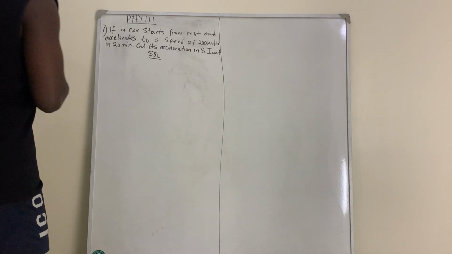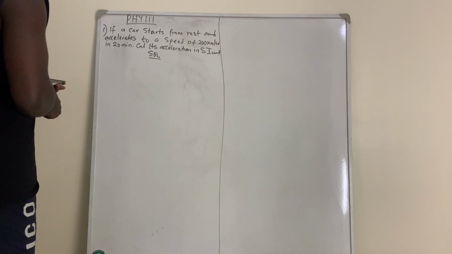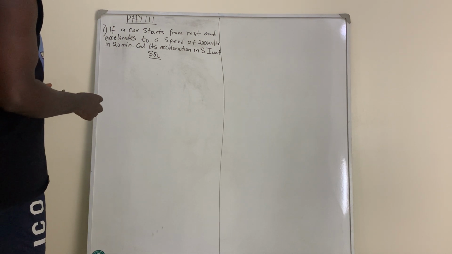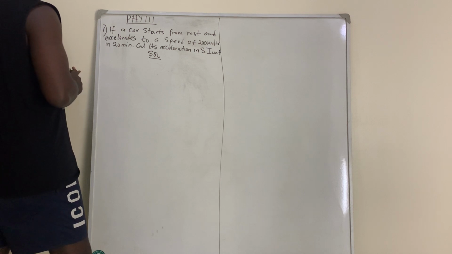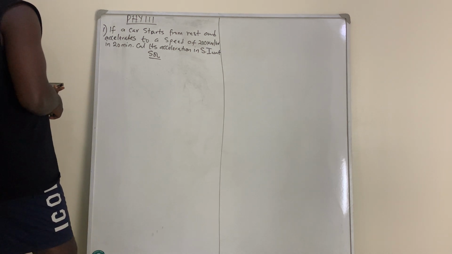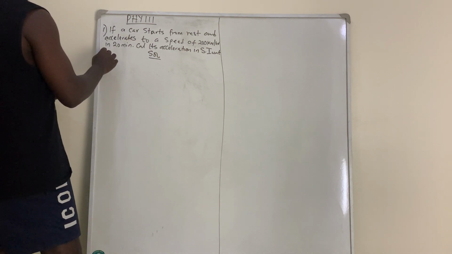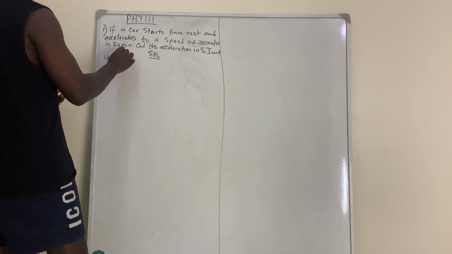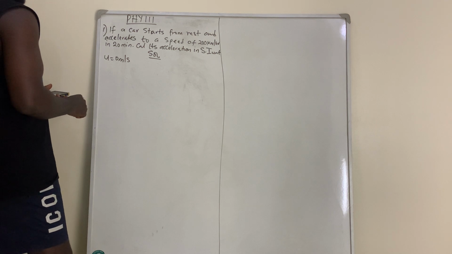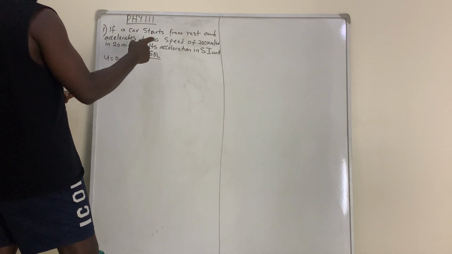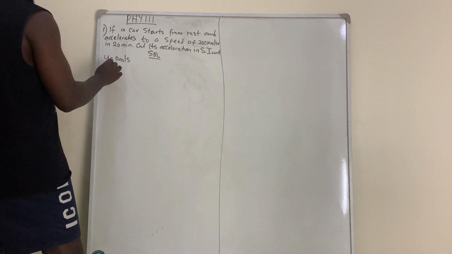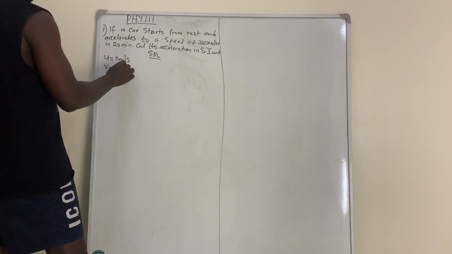In today's video, we'll be solving questions on physics, Physics 111. The first question says that a car starts from rest. Immediately you hear that something starts from rest, you should know that u is equal to 0 meter per second, because it started from rest. Then it accelerates to a speed, and they gave us the final velocity, which is 200 kilometer per hour.